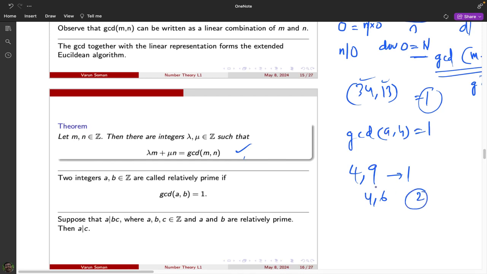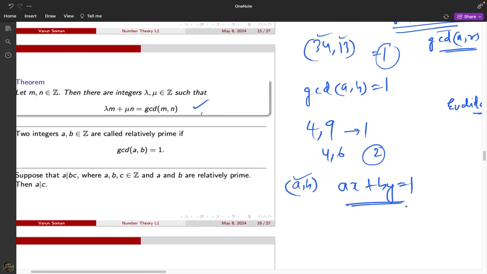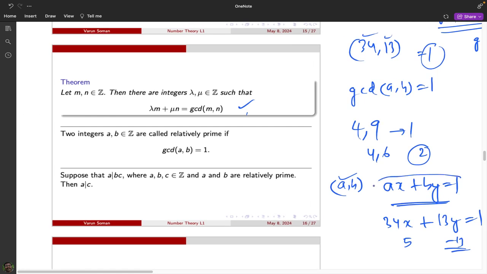Similarly, if a and b are relatively prime, what can you say? I can find x, y such that ax plus by is equal to 1. This is obtained by the property of GCD, where GCD can be written as a linear combination of a and b. So if it's relatively prime, I can write it as ax plus by. Because 34 and 13 were relatively prime, I could write 34x plus 13y is equal to 1. And in our case, we found x was 5 and y was minus 13. That's it. So if it is relatively prime, remember this result, it can be written as ax plus by is equal to 1.